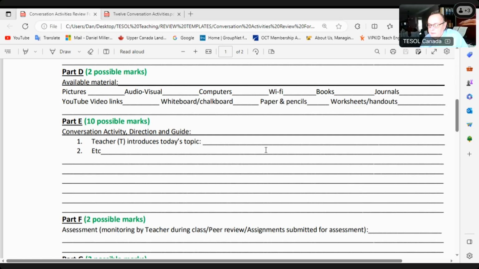You need to know the difference between GTM, ALM, NFS, TPR, immersion, direct, CLT. You need to know the difference between all of those. And you need to have a good idea of the order that they occurred in. So the GTM, the grammar translation method, was the oldest and the longest standing methodology going back thousands of years. And then in the late 1800s, the direct method was developed.